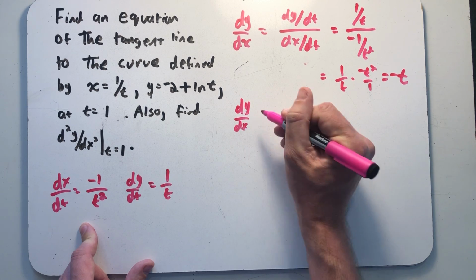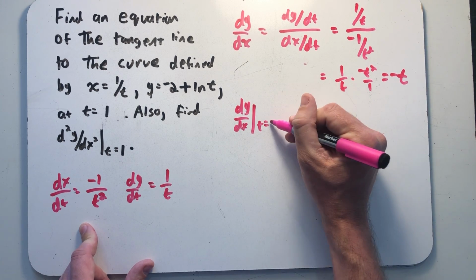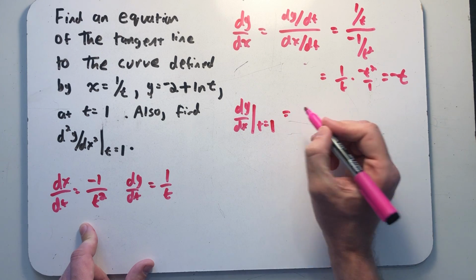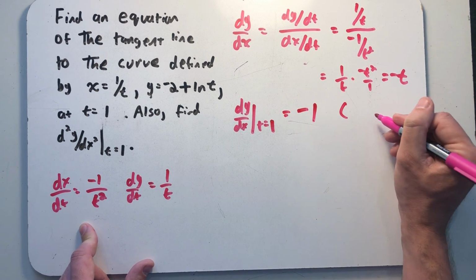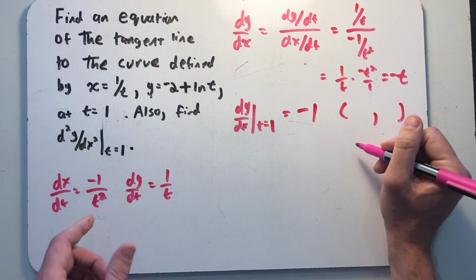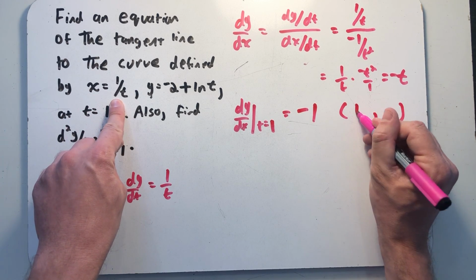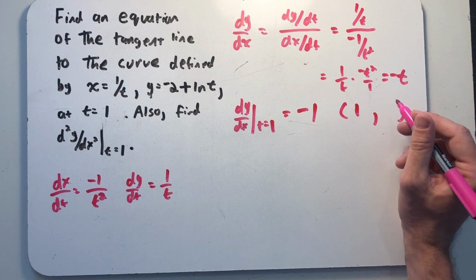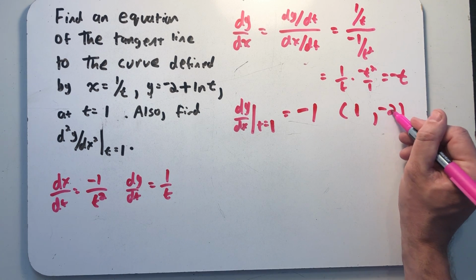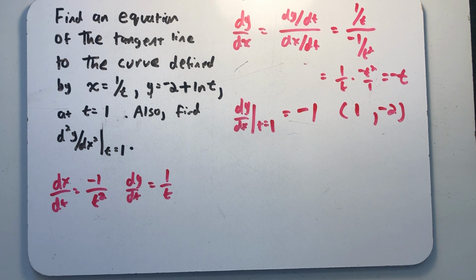Evaluating at 1, I find that the slope must actually be minus 1. All right, now I need an ordered pair, so I plug t equals 1 in to find x, and I plug t equals 1 into the formula for y to find y, and I get a minus 2. So the point on the curve is (1, minus 2).